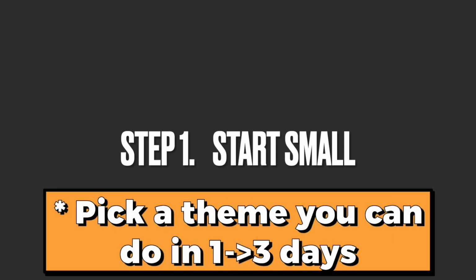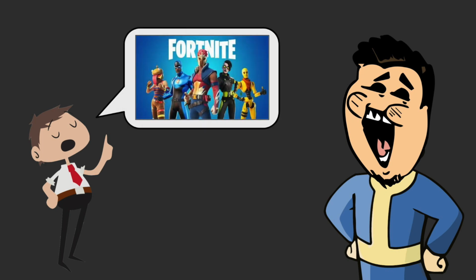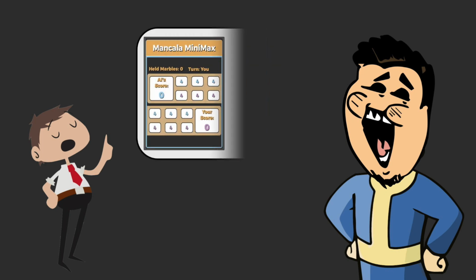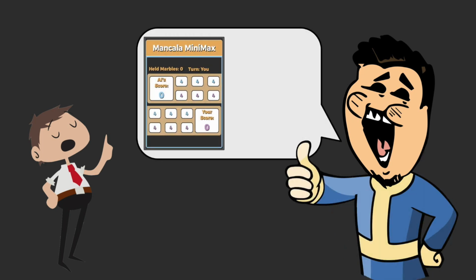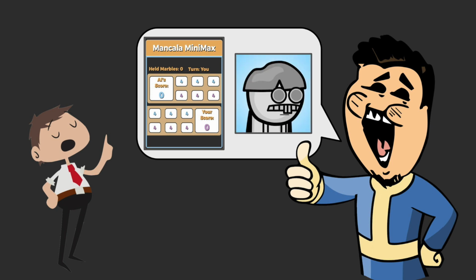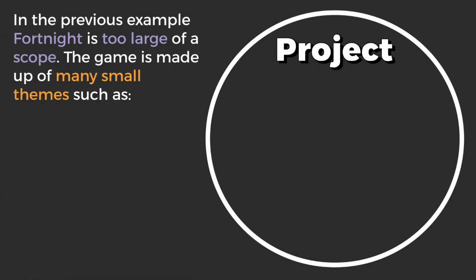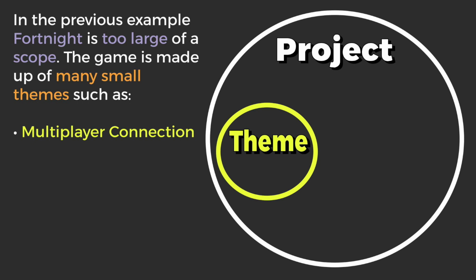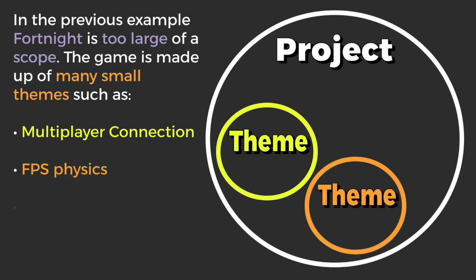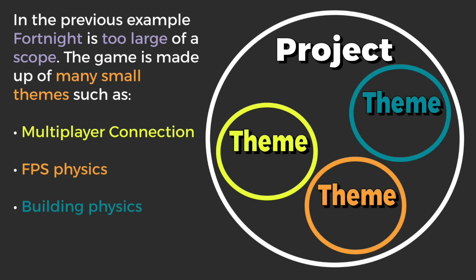Step 1. Start small and pick a theme that you can do within 1 to 3 days. A theme isn't, I want to make the next Fortnite. A theme is more like, I want to make a minimax algorithm, or I want to make a web scraper. You want your theme to be small because that will be the first component of your code to finish. And once you have a use case done with your project, you'll be inspired to move to the next step and see it through.